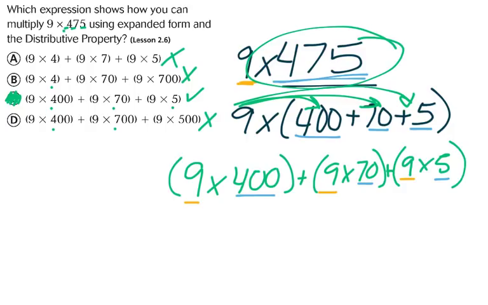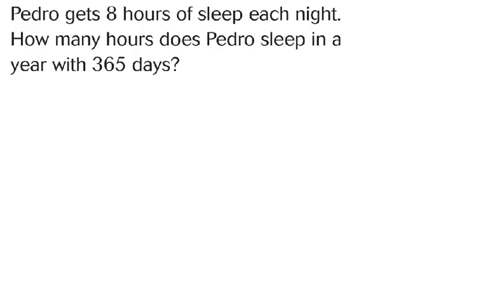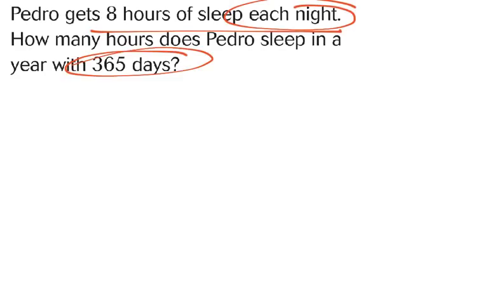I'm distributing, I'm expanding my big number, and then I'm taking my smaller number and multiplying it times each piece I expanded. 2 more problems to go. Alrighty, Pedro gets 8 hours of sleep each night. How many hours does he sleep in a year with 365 days? Well, if he gets 8 hours each night, and there are 365 days, I'm going to be multiplying 8 times 365.